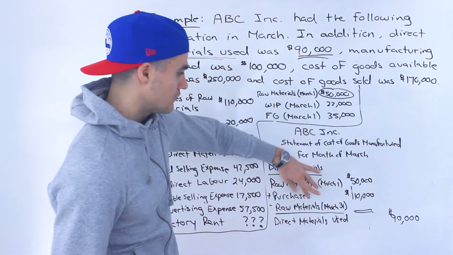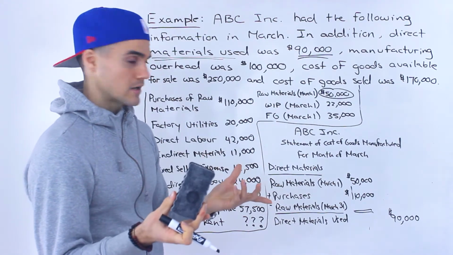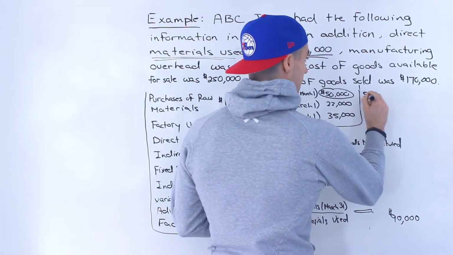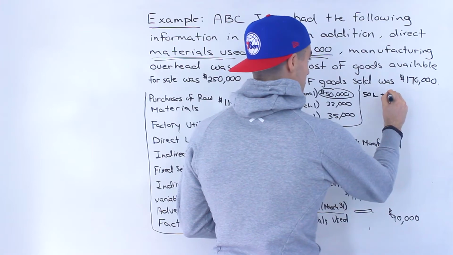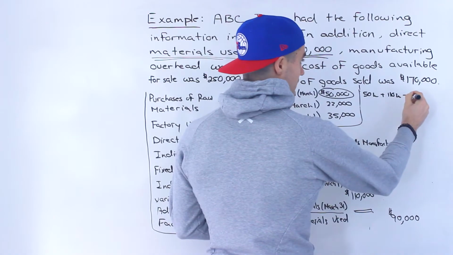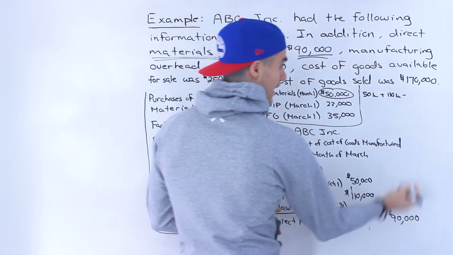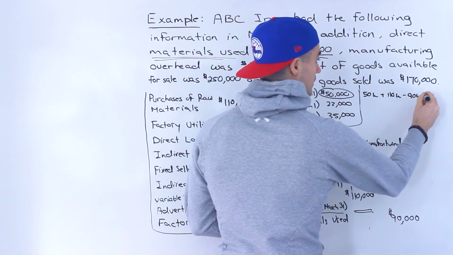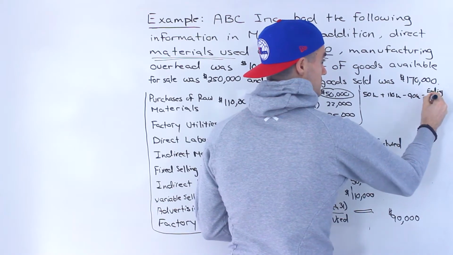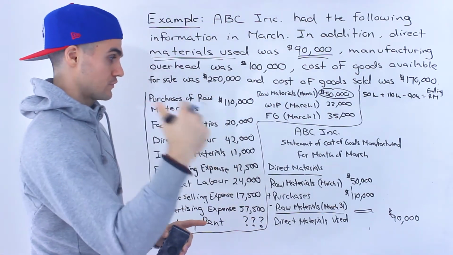And notice that we can do that because all of this here is from that first line on the manufacturing flow chart, right? We take the raw materials at the beginning, which is the 50K, and then we add purchases, which is 110K, and then we subtract the direct materials used. Usually we solve for that, usually we put an X there, but notice we're given that, in this case it's 90K, and then we end up having that ending raw materials. Right, so this line is from the manufacturing flow chart, the first line.